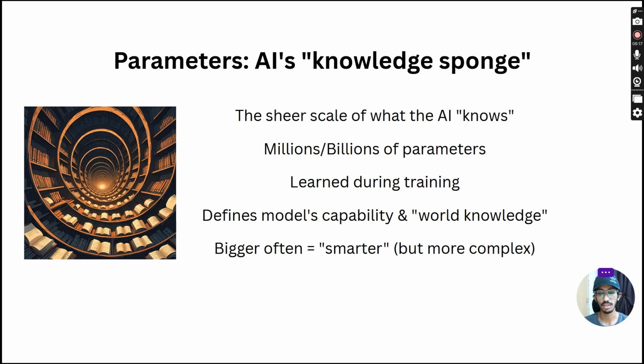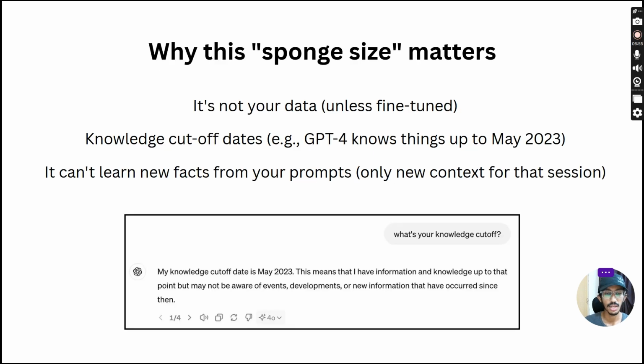These parameters are essentially the values the model adjusted during its training process on all the data. Now, as a user, you don't directly control these parameters like you do temperature, but understanding they exist is important. Generally, more parameters can mean a more capable or smarter model, but it's also more complex and, you guessed it right, expensive to run.